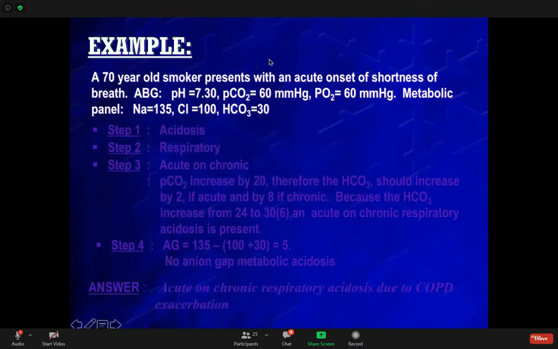So what's step number 1? We need to decide, is this acidosis or alkalosis? So that's step number 1. So what do you think? Waleed is saying acidosis. That's below 7.4. That's true. So what's the next step?